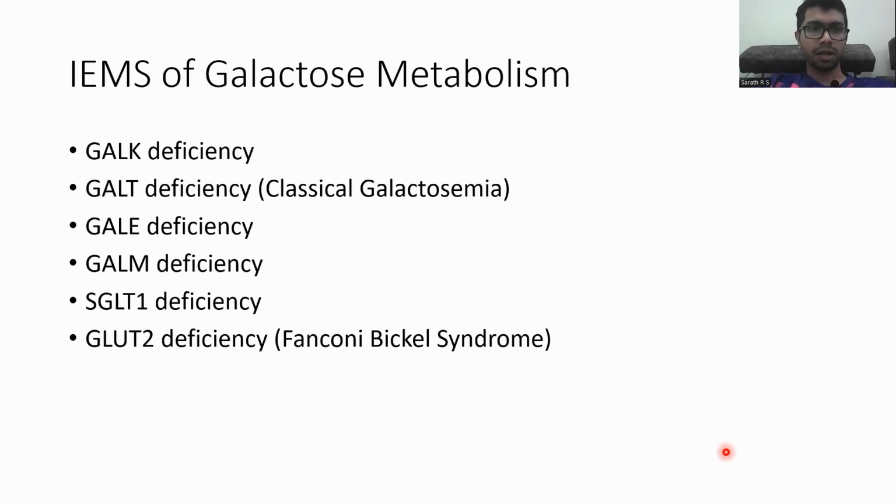Coming to the inborn errors of metabolism associated with galactose metabolism. The first one is galactose kinase deficiency. Second one is the transferase deficiency. Third one is the epimerase deficiency. Fourth one is the mutarotase deficiency. Fifth one is the SGLT1 deficiency, which is necessary for the absorption from intestine to bloodstream. Last one is the Fanconi-Bickel syndrome, which is due to the deficiency of GLUT2 transporter.